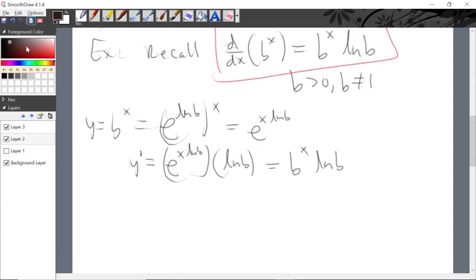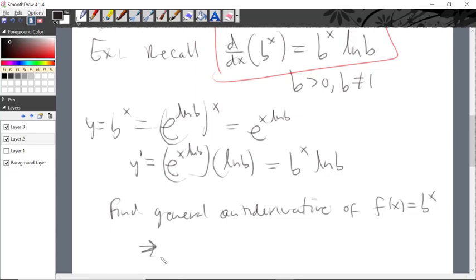Well, now what is going to be the antiderivative of b to the x? We have that the derivative of b to the x is b to the x times a constant. Okay. Let's find the general antiderivative of the function f of x is equal to b to the x.